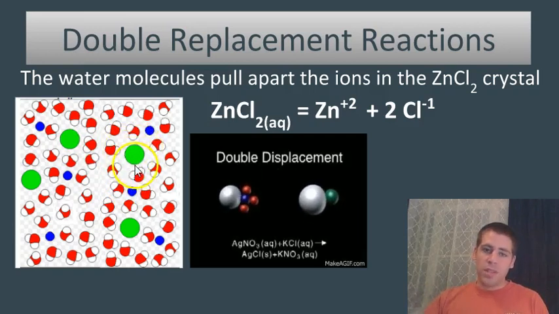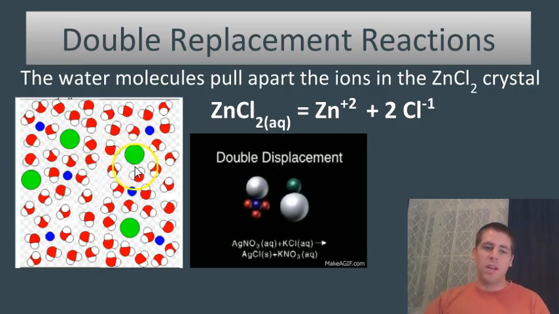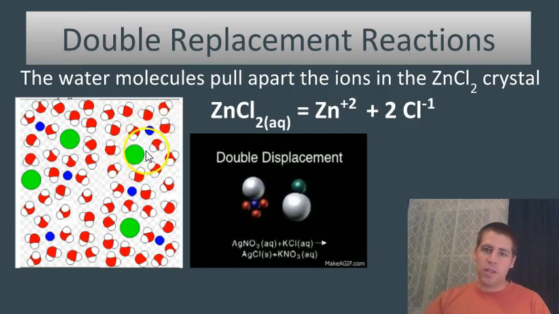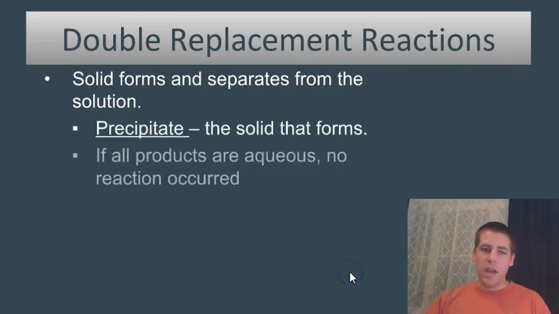When we form a solid precipitate, which we'll talk about in a second, we have a positive ion linking up with a negative ion to form a solid that's not soluble in water. All right, so let's talk about that.